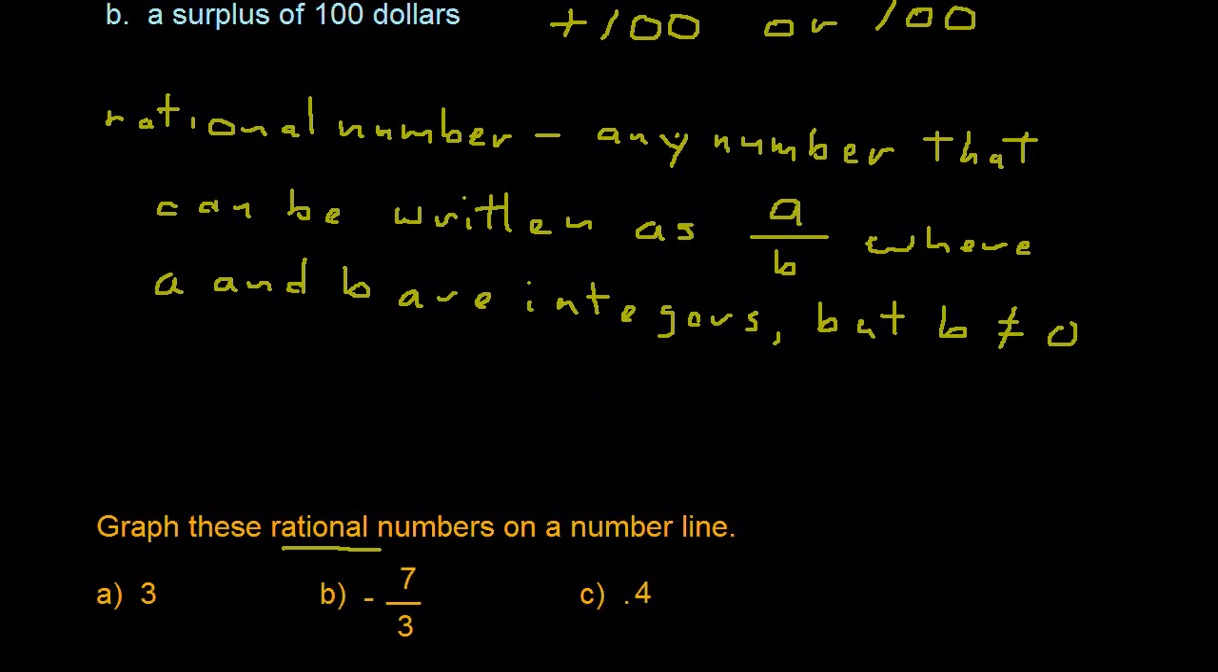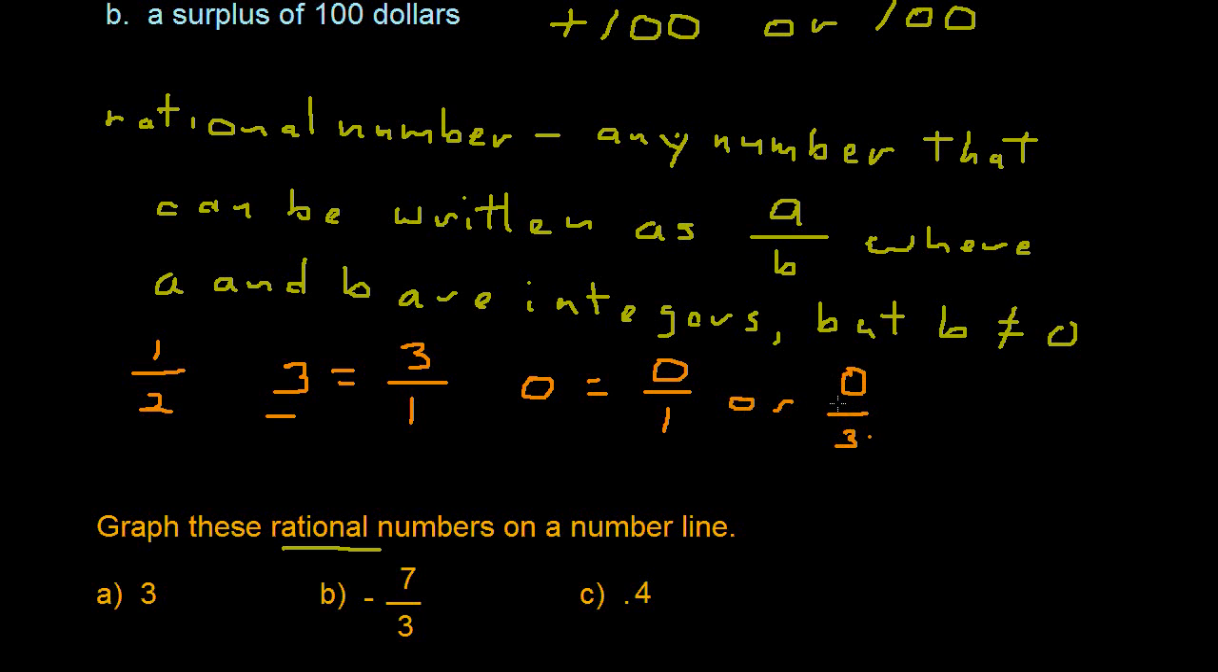So what are some examples of rational numbers? Well, 1 over 2, there's one integer over another integer. 1/2 is a rational number. How about 3? Well, 3 actually is a rational number because we can write that as 3 over 1. And now how about 0? Well, we can write 0 as 0 over 1, or we could write it as 0 over 3. All of these are equivalent to 0, so 0 is a rational number.